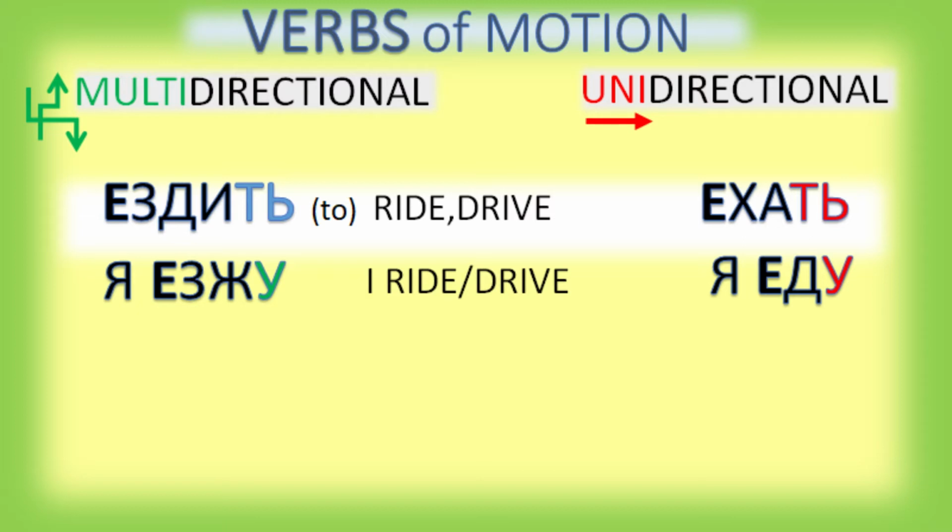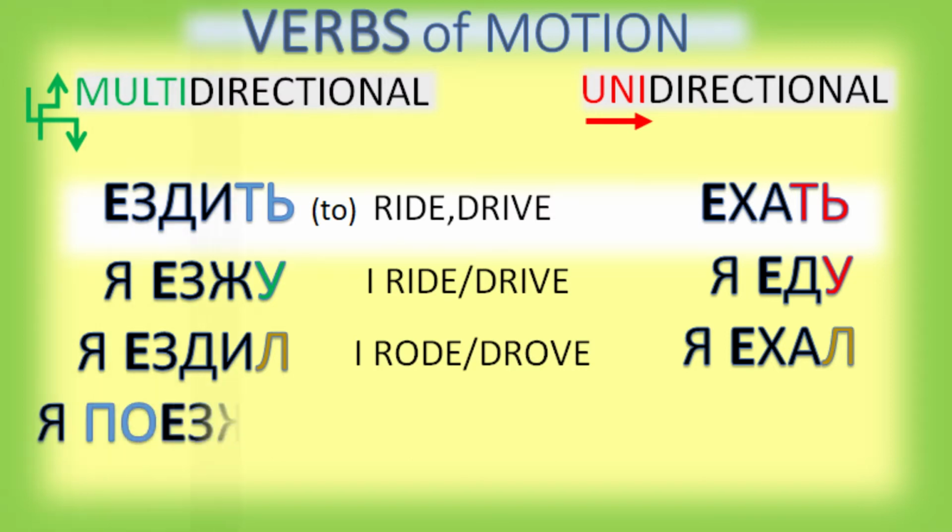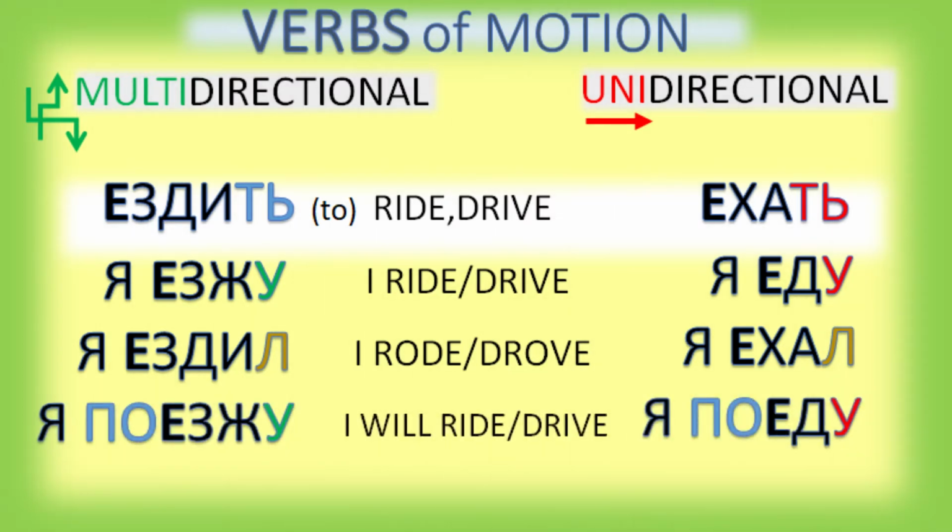To say I drove in general is Я ездил. To say I drove in one direction is Я ехал. To say I will drive in general is Я поезжу. To say I will drive in one direction is Я поеду. These po forms have the meaning of setting out.